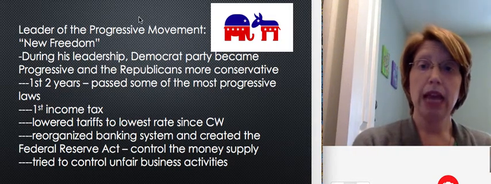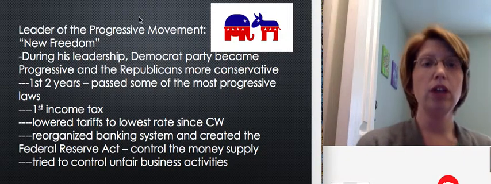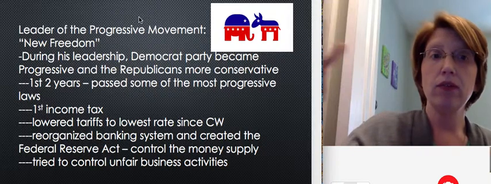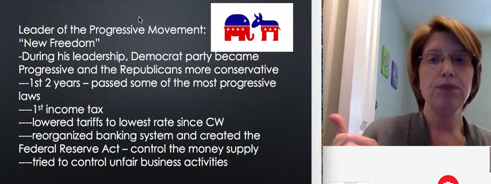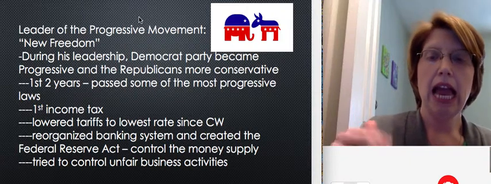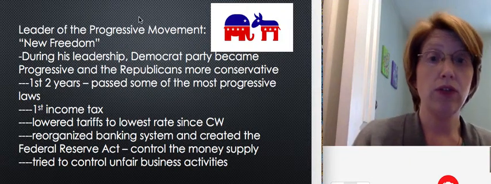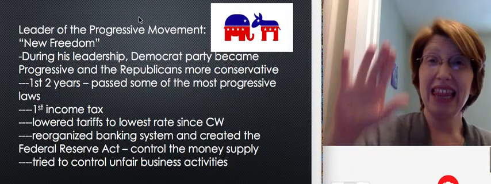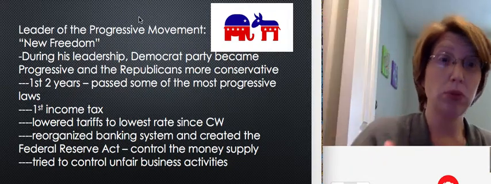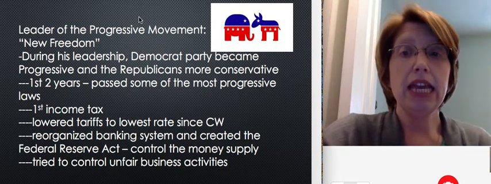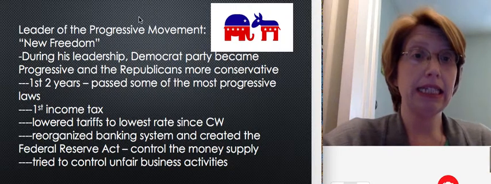He lowered tariffs. So we've talked about this idea of tariffs, of taxes on goods coming from other countries. And this has been a battle we've seen through lots of administrations. He actually lowered the tariff rates to the lowest they had been since the Civil War. I think it went down something like 20%. He lowered it extremely.